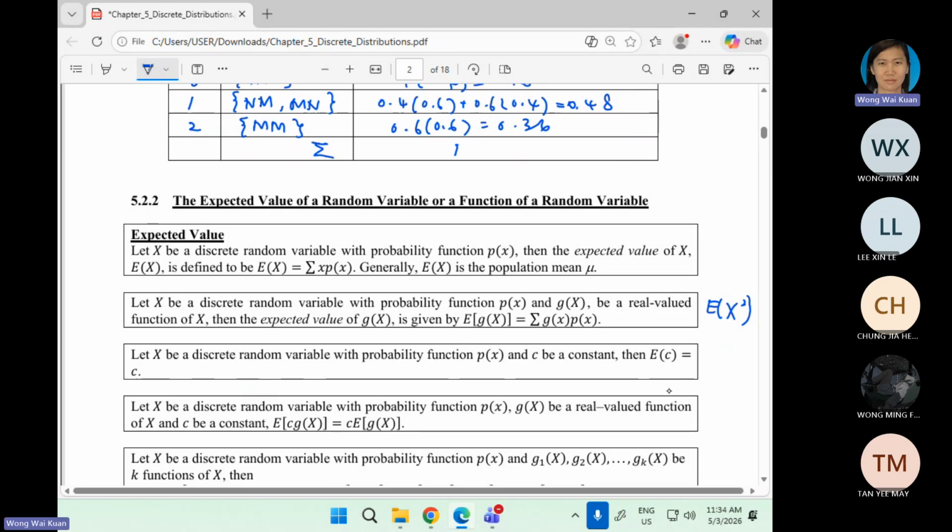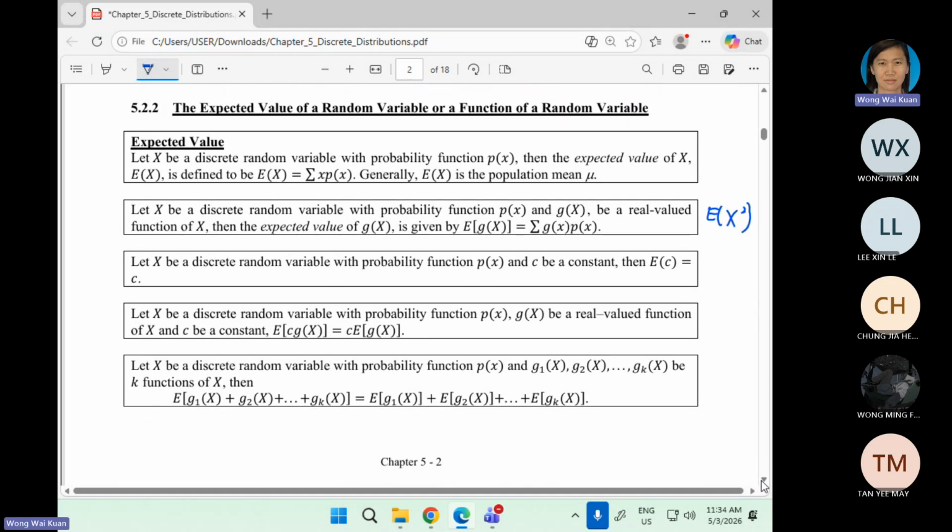Any number. Then the expected value of C times GX, a number multiplied with a function that you can pick up. Okay? So you will have more than one function. E of G1x plus G2x up to GKx, then you can find the expected value of them one by one. Okay?